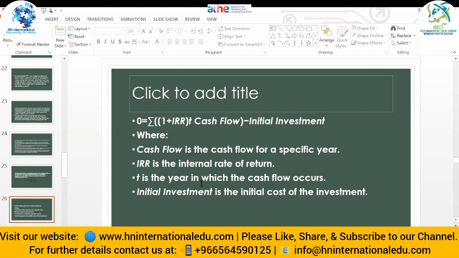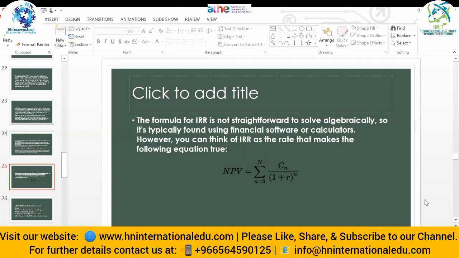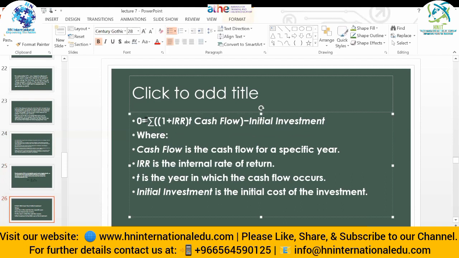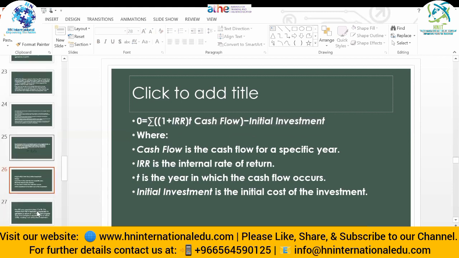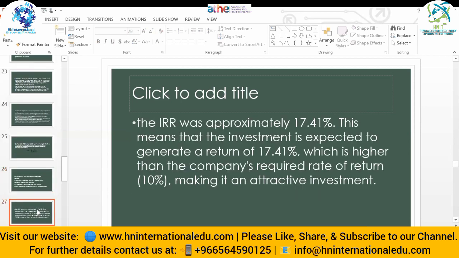Now, if we break down this formula over here, generally the formula looks like this, but in your case, we have broken it down like this. So it's easy to calculate. The cash flow is the cash flow for the specific year. The IRR is the internal rate of return. T is the year in which the cash flow occurs. And initial investment is the initial cost of the investment. Now, according to the sample question which I added in your slide, this is how we are going to make up the question.